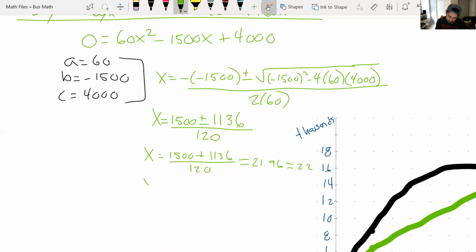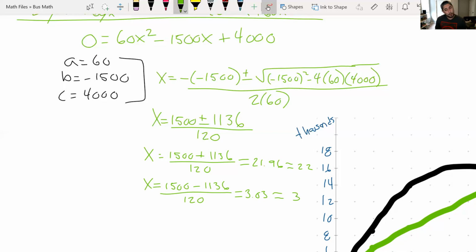And then the minus route, x equals 1500 minus 1136 over 120. I get 3.03, which we'll put as 3.